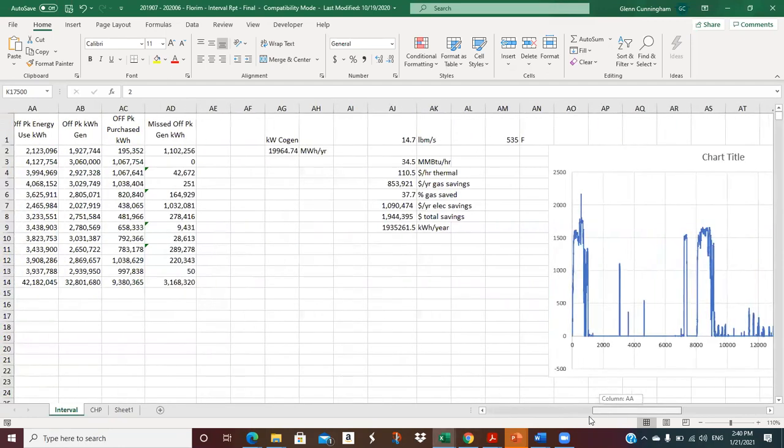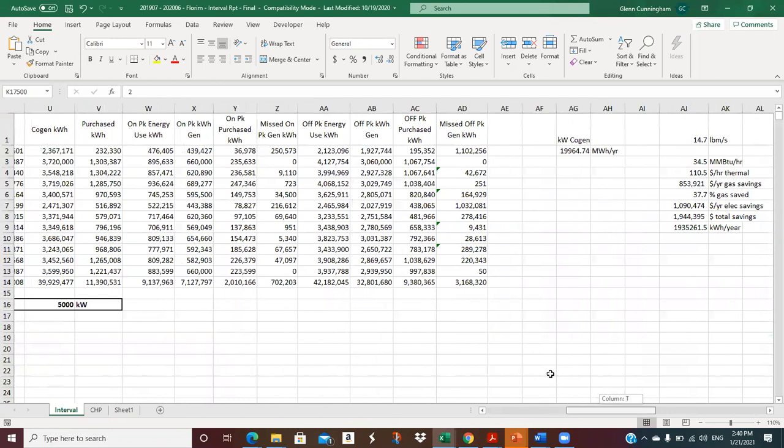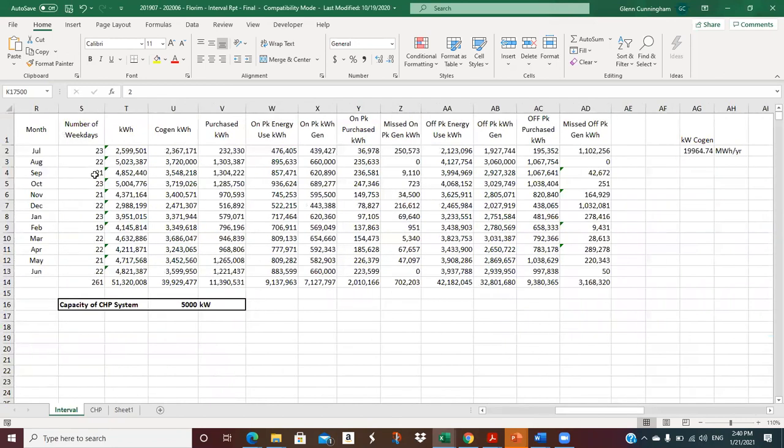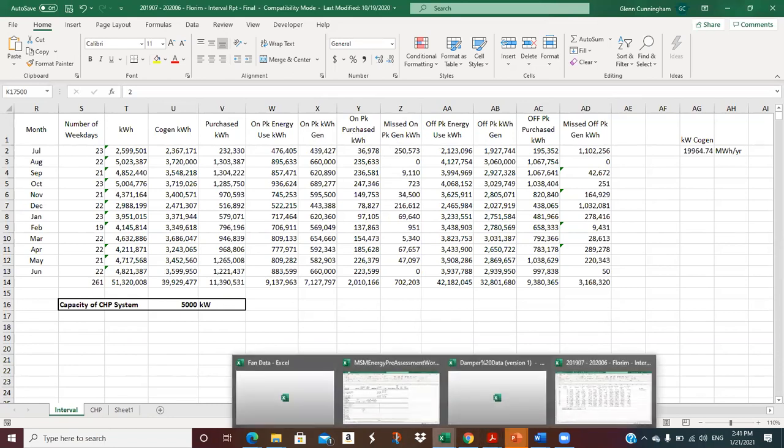What is this? We were looking up here: the months, kilowatt hours, cogen kilowatt hours, purchase kilowatt hours, on-peak energy use kilowatt hours, on-peak kilowatt hours generated, on-peak kilowatt hours purchased. So you can kind of see missed on-peak generation. So anyway, I'll review this and we'll look over it some more.